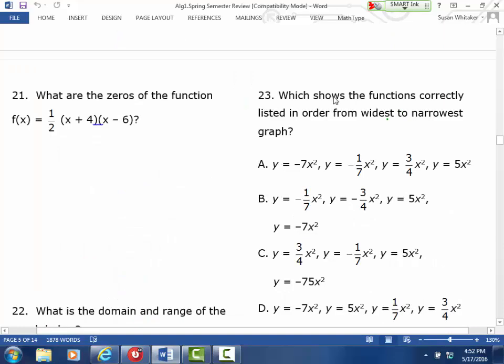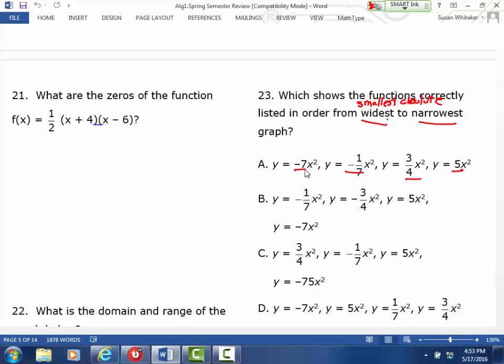All right, which shows the functions correctly listed in order from widest to narrowest. So you could just graph them all, but sometimes that's a little tricky. What I want to remind you of is that widest to narrowest has to do with the number in front of x squared. The widest is going to be the smallest absolute value, meaning we just look at the number, not the symbol, right? So 7 and 1/7 and 3/4 and 5. We're just going to compare those numbers.